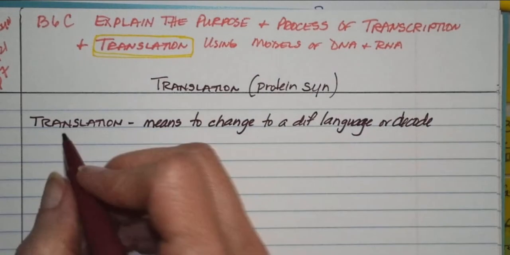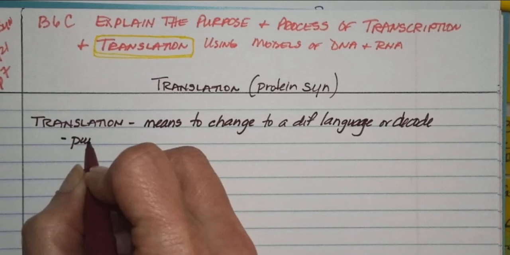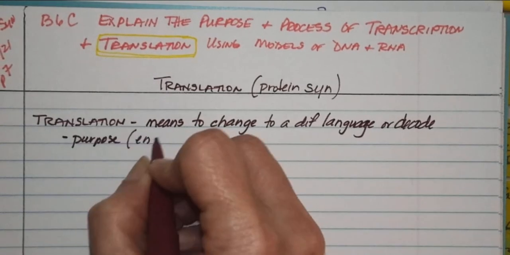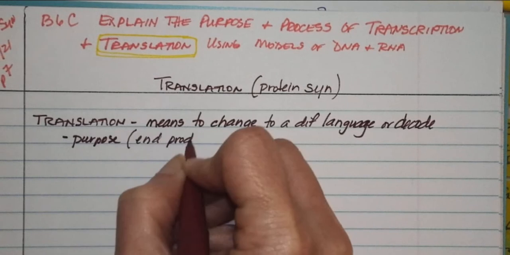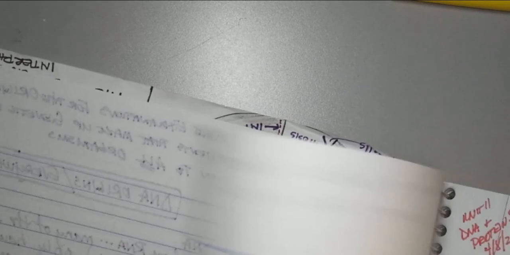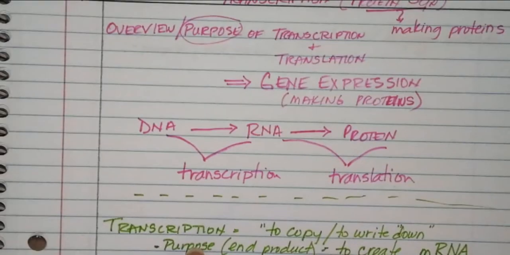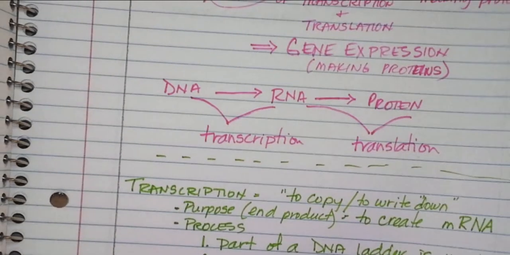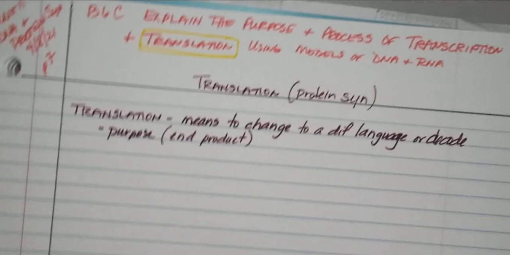When I say purpose, what I'm talking about here is the end product. I'm going to backtrack the page here. If you remember, I try to keep some things consistent. We said the purpose, or the end product, right down here, is to create RNA when we're talking about transcription. Now in translation, our end product, what we actually make, is the protein. So when we finish with translation, we'll have a protein.